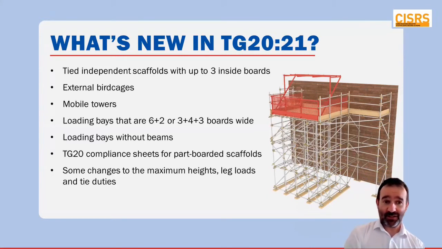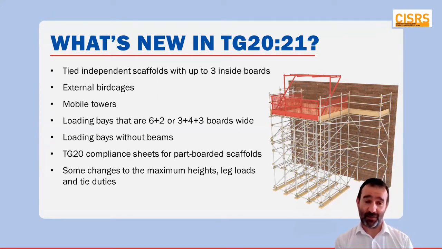And in addition to that, we've extended TG20 with a wider range of compliant scaffolds. Firstly, tied independent scaffolds can now have up to 3 inside boards with special compliance sheets for those. We've extended bird cages, so they can now be external and subject to wind loading. We've put in TG20 compliance sheets for mobile towers, and we've also significantly replaced the TG20 compliant loading bays.